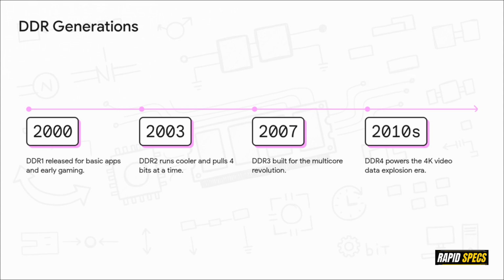Also, keep in mind, because of the massive physical and architectural changes between each of these generations, upgrading to a new RAM standard means you actually have to upgrade your entire motherboard too.